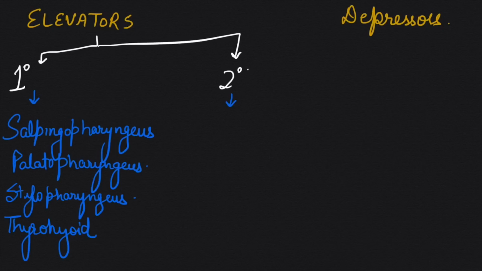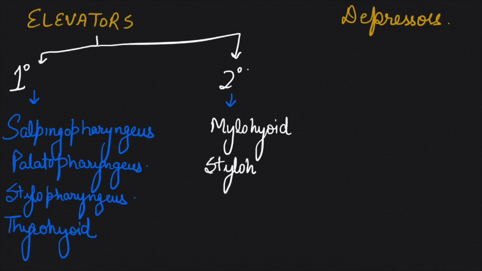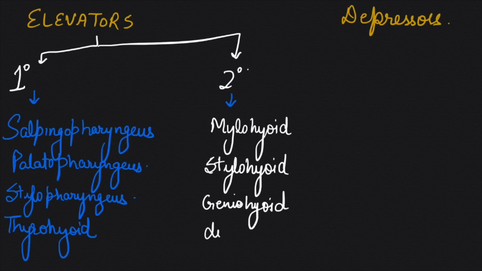Now secondary elevators are those muscles which are connected to the hyoid bone. So they will pull the hyoid bone up, and indeed hyoid will pull the larynx up with itself. So these are mylohyoid, stylohyoid, geniohyoid, and then we have digastric muscle. So these muscles are secondary elevators, not the primary. Primary elevators are directly attached to the thyroid cartilage.